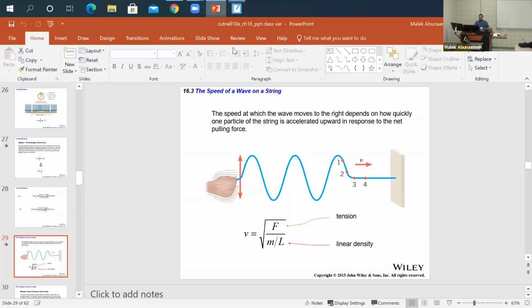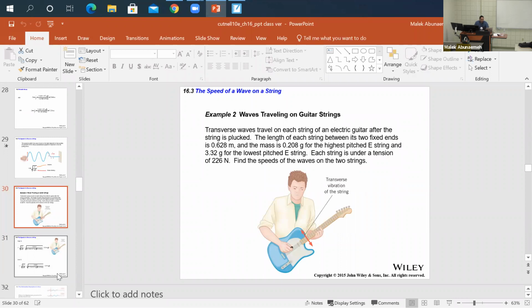So your velocity is then equal to the square root of F over mu. Mu is called your linear density, which is defined as your mass divided by your length. So let's say we have a question. Let's say we get a transverse wave traveling on each string of an electric guitar after the string is plucked. The length of each string between its two fixed ends is 0.628 meters, and the mass is 0.208 grams for the highest pitched E string, and 3.32 grams for the lowest pitched E string. Each string is under a tension of 226 newtons. Find the speed of the wave on the two strings.